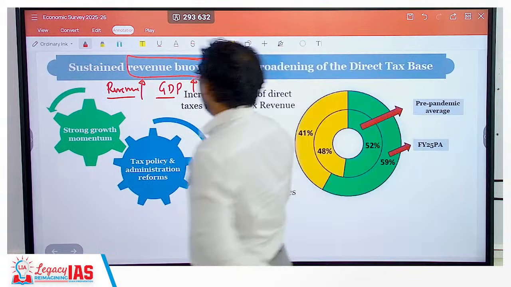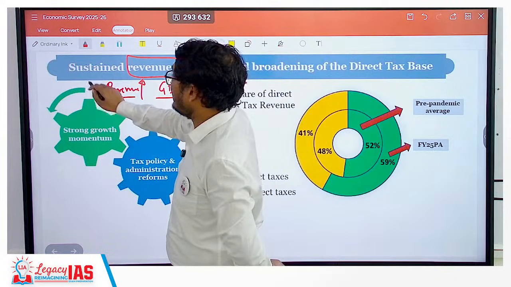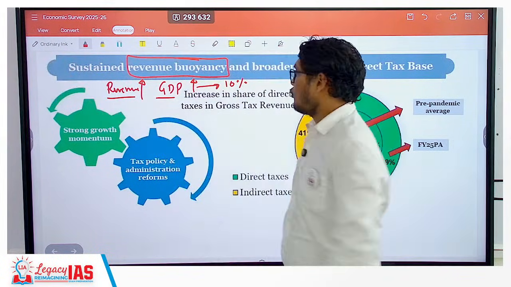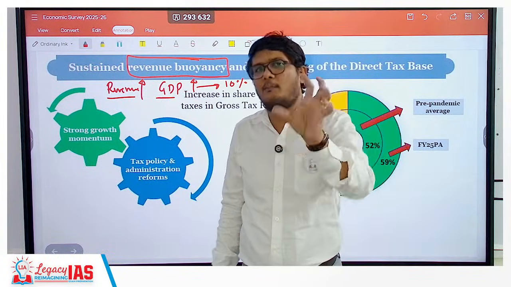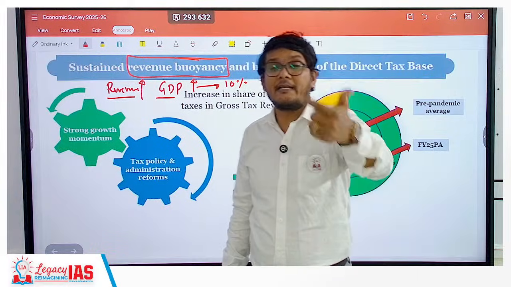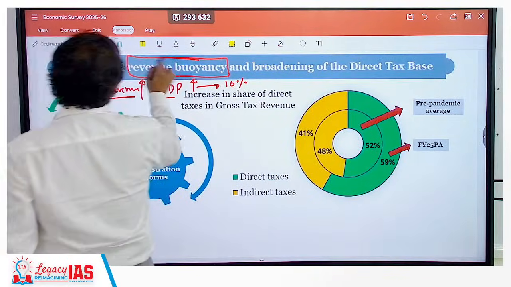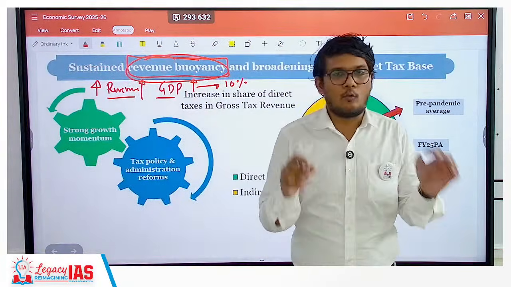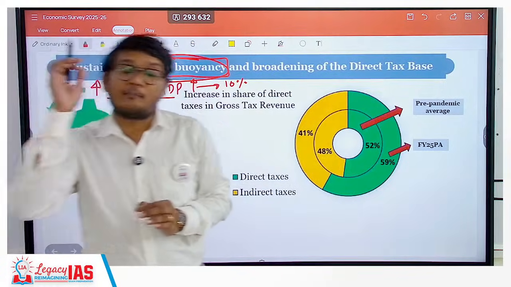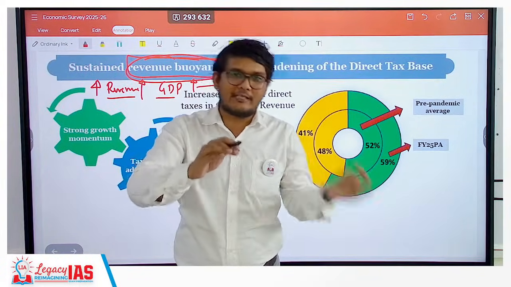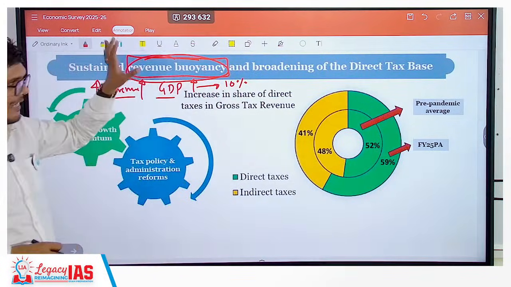That means if there is an increase in GDP by 10%, the revenue may end up increasing by 7, 8, 9%. So with a 10% GDP increase, revenue should increase, let's say, by 5%. That is the proportion of increase that should happen, but it increases by a higher amount. So that will showcase that the revenue is buoyant in nature. So whenever there is a higher than proportionate increase in the revenue with an increase in GDP, there is revenue buoyancy. So India is having that.